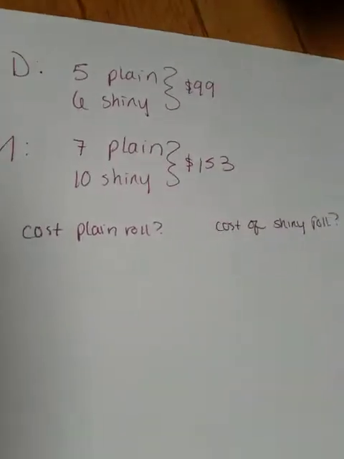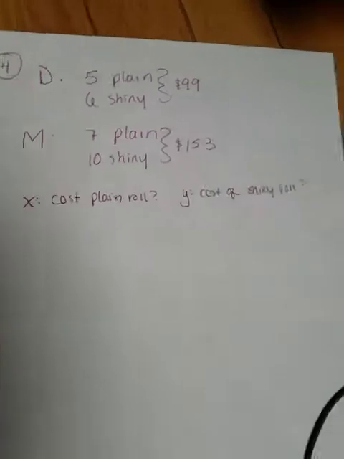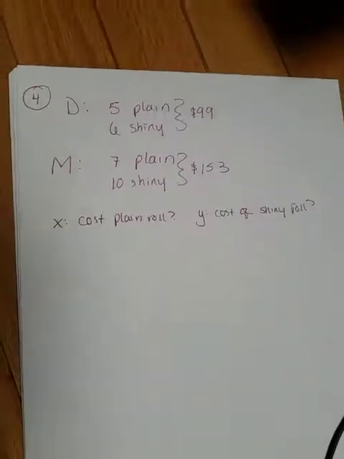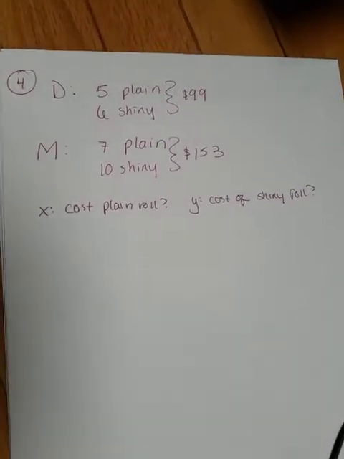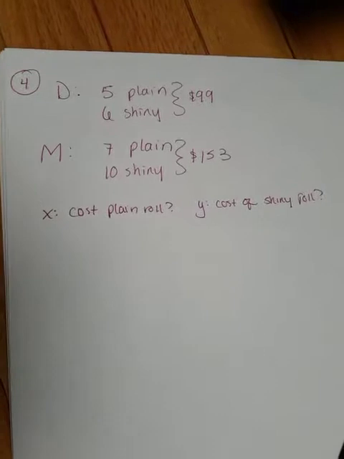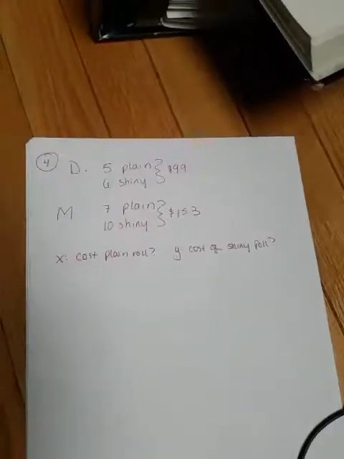Okay, so you have to define your variable. I'll let X be the plain roll and Y be the shiny roll. Again, it doesn't matter what you do for which. And hopefully by now you've kind of caught on. So for each person, I'm going to make an equation. Honestly, I forget this person's name. Dan was his name.